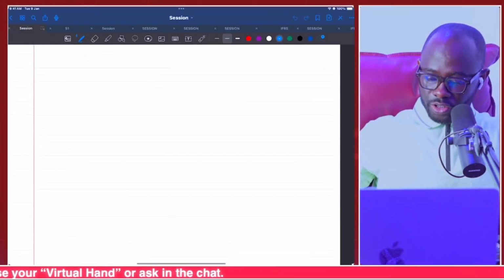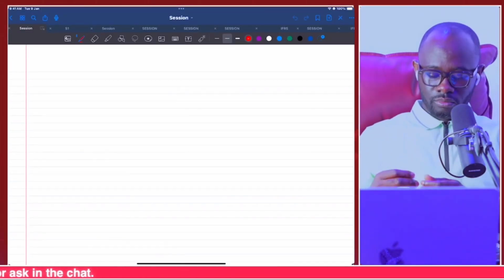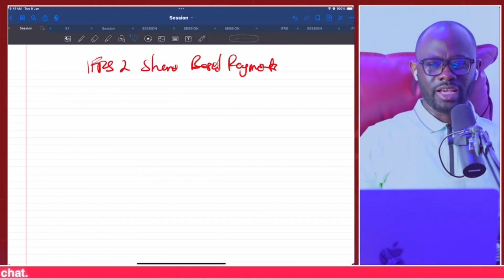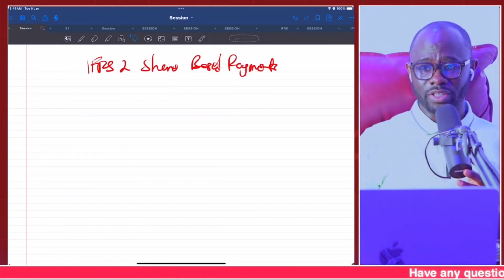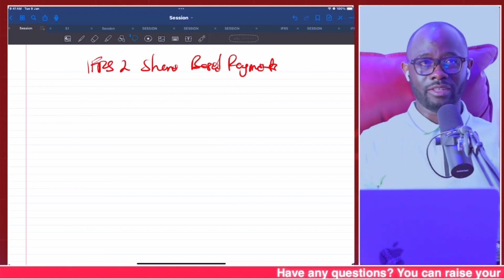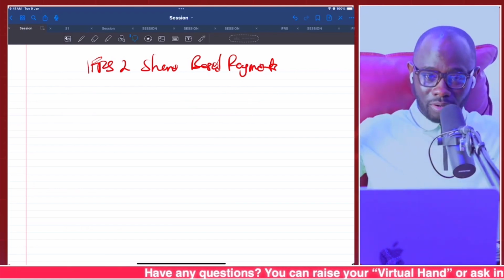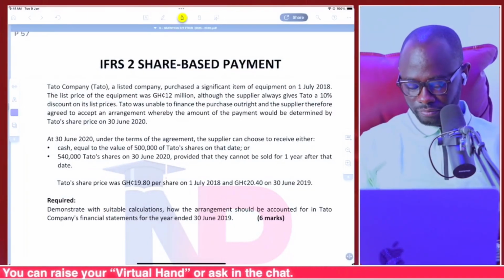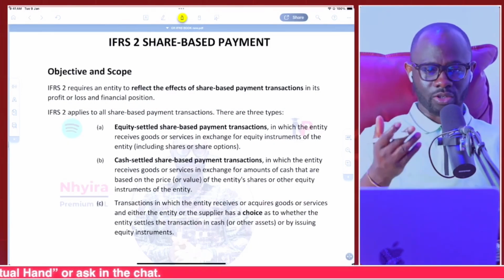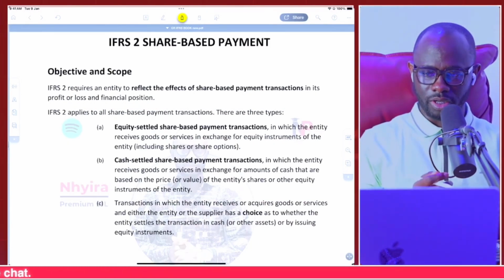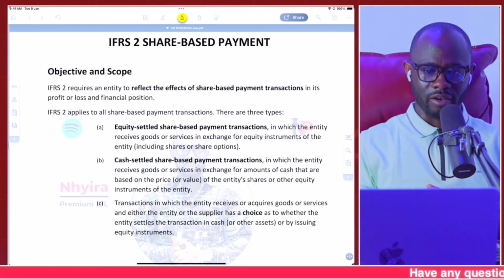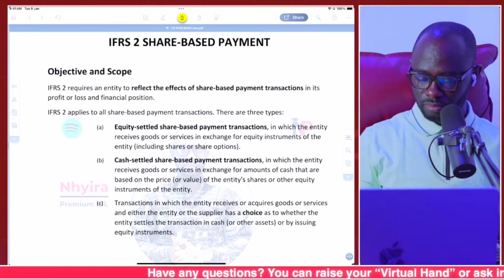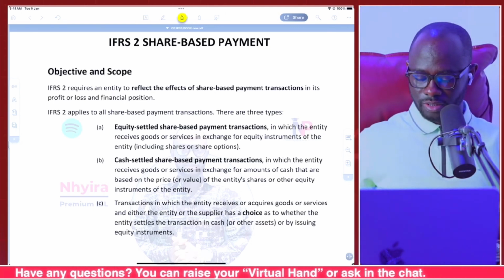So IFRS 2, share-based payment. As the name suggests, share-based payment means share-based payment, right? So we are paying people based on the value of the shares of the entity. So let me go into my slide. So again, coming in from the book, this is in volume 1, IFRS 2. You can check the content and then look at it in that particular case.